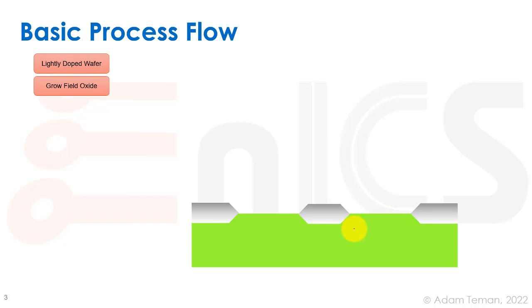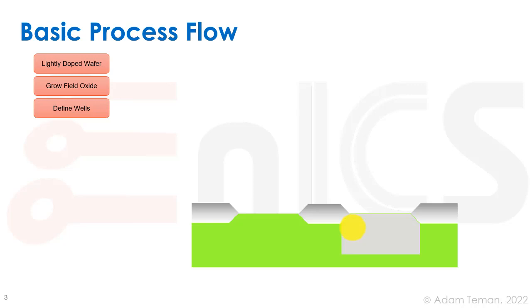And that could be, as we showed in the far past, a low-cost process, which I show here with the bird's beaks. Nowadays, STI is used predominantly in most modern processes. Okay, so we defined our active areas by growing our field oxides, which isolate between them.